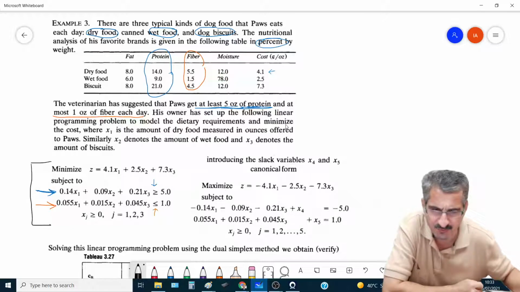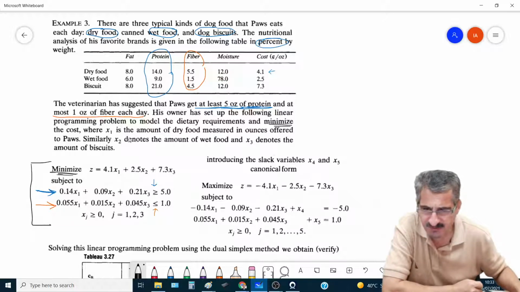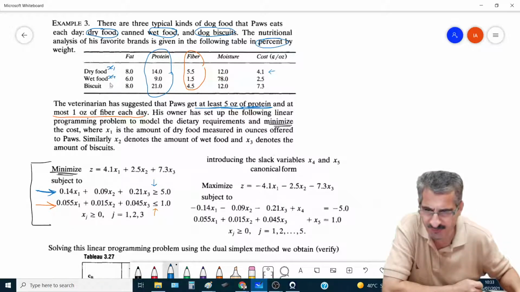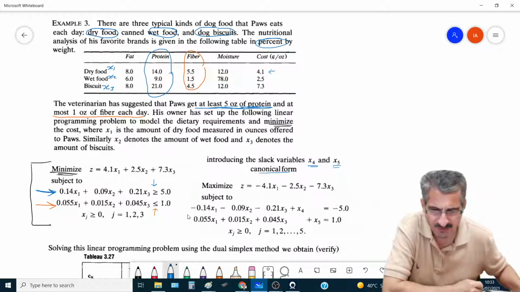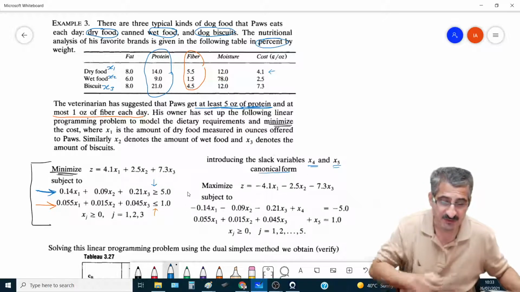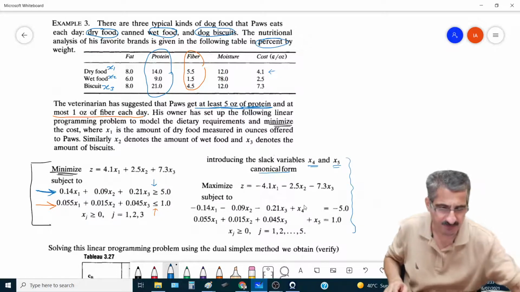the cost. So we want to minimize the cost. This is what we wanted to do, minimize, where x1 is the dry food. So this goes for x1, and this goes for x2, and this goes for x3. Okay. Now, introducing the slack variables, we give the canonical form, and then we transform this linear programming problem to this canonical form.